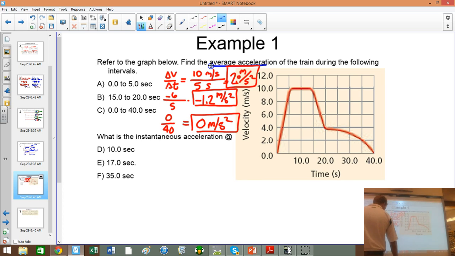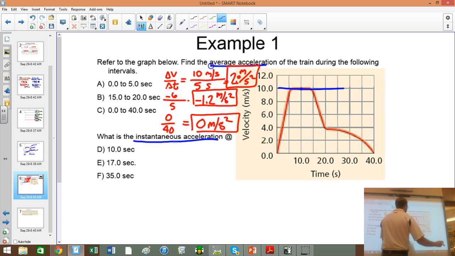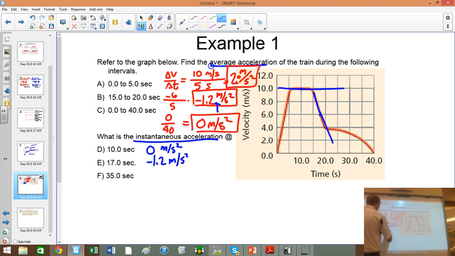Now what's the instantaneous acceleration? Remember, the instantaneous acceleration is the slope of the tangent line at 10 seconds. So here's 10. Right there, that slope is 0 meters per second per second. At the 17-second mark, so here's 15, 16, so right here, my instantaneous acceleration right there, it looks like it's going to be the slope of this line, what we did from 15 to 20, which was 1.2. So this is negative 1.2 meters per second squared.